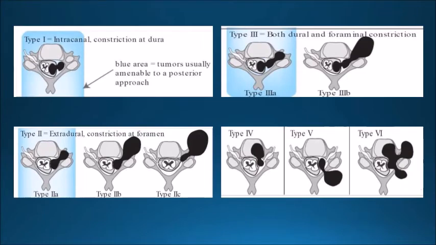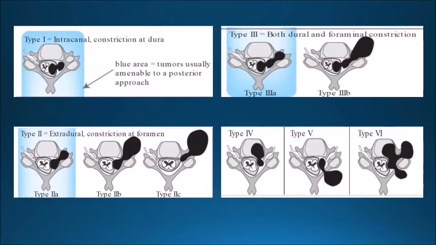Here we can see the classification system of the dumbbell spinal cord tumors. To simplify this, we can have the type 1 is completely intracanalicular, or they stay within the spinal canal. Then we can have the type 2 where these are extradural actually, and they are again further divided into three types according to the extension of the neurofibroma or the schwannomas. Then in the type 3 we can have both components, where we have the two types of constriction. One constriction will be at the dura and the other constriction will be at the foraminal level.